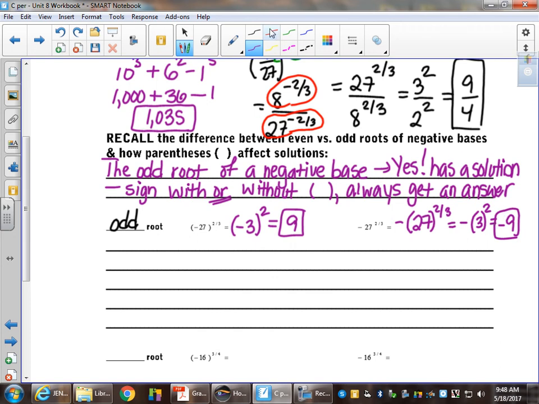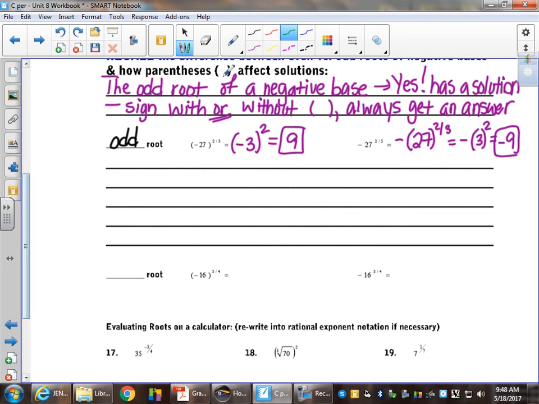Be careful with that, because if he's saying, if it's inside, will I get a positive? What if this had been negative 3 to the 3rd? What would the answer have been? What's negative 3 to the third? Negative 27. So it depends on what power we're looking at. A negative to an even power will always be positive. A negative to an odd power will always be negative. Let's talk even. So we talked about odd, now let's talk even.